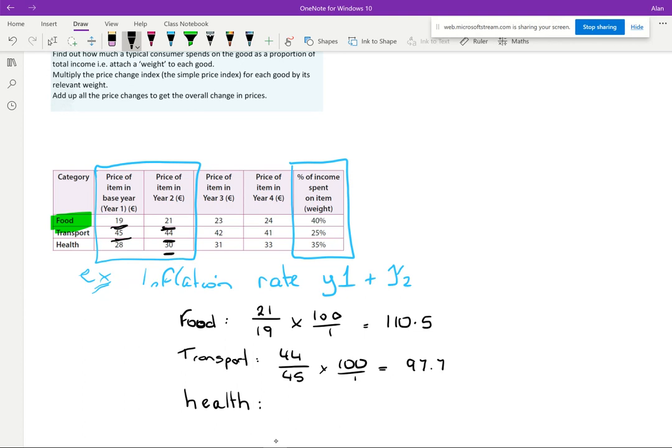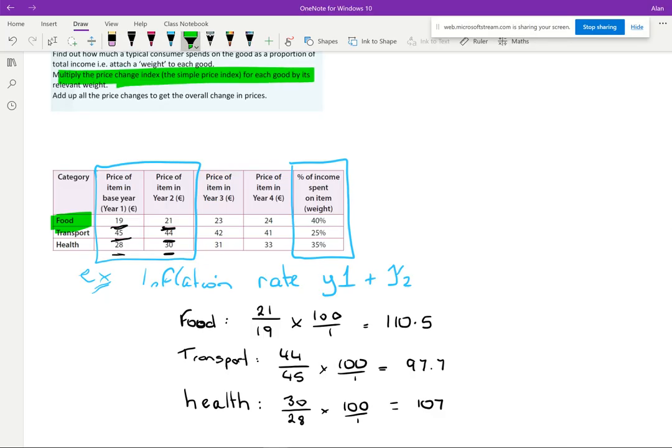And let's look at this. It's gone to 30 from 28. So 30 divided by 28, multiplied by 100 over 1. Let's just get your calculator out. 30 divided by 28 is 1.071. So 107. Okay.